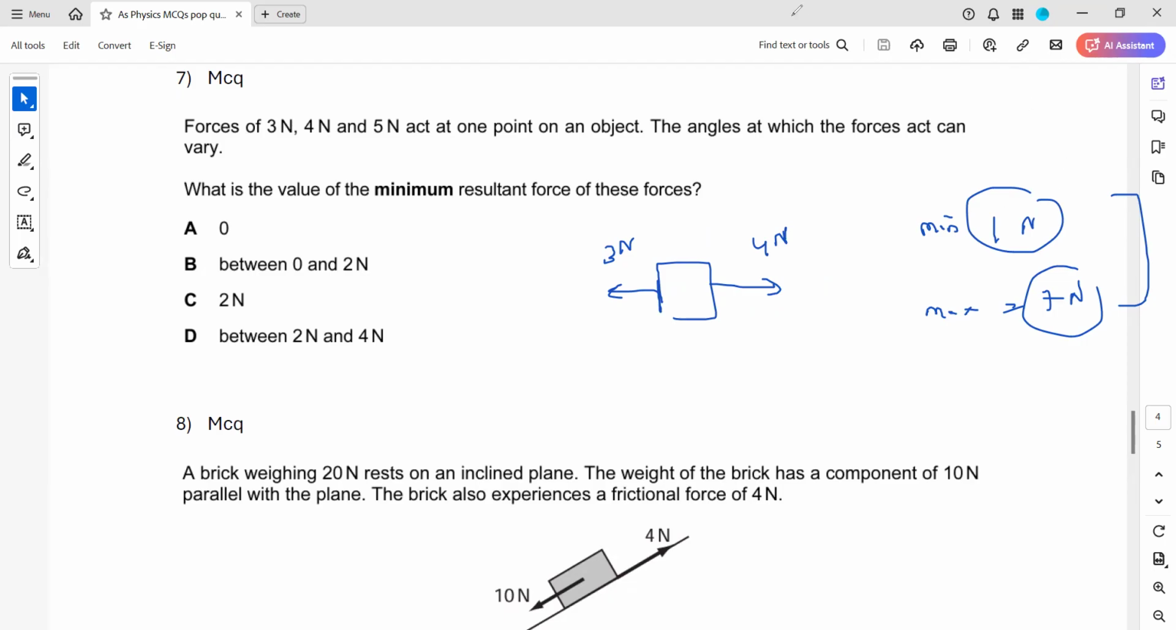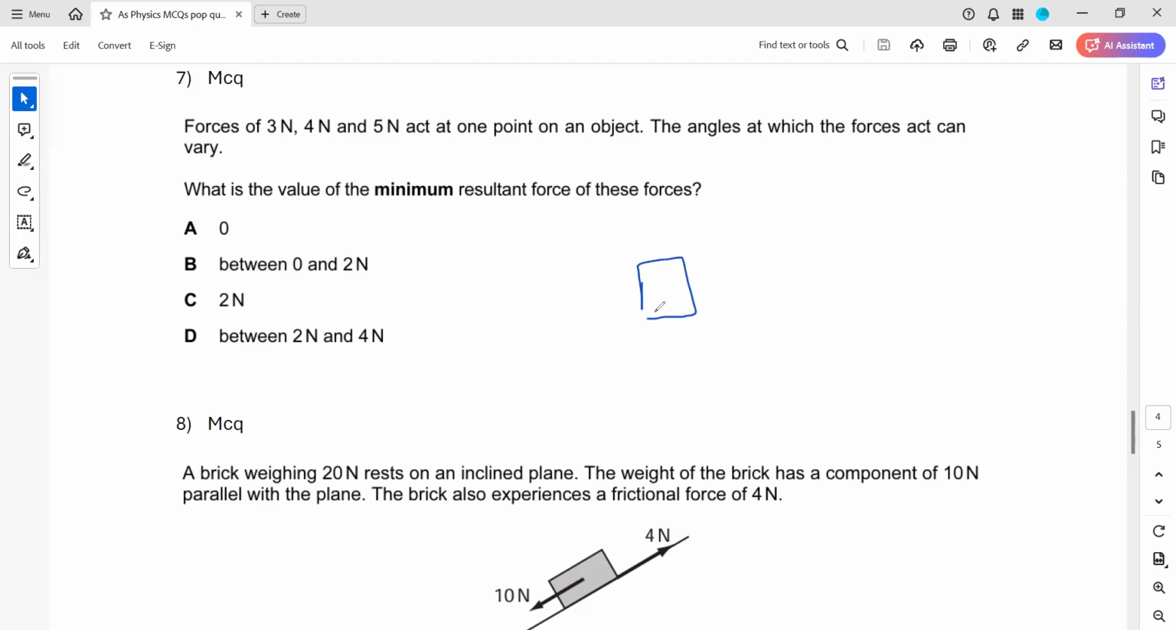So how can we have a minimum resultant? 5 Newton is toward the right hand side. So if I arrange 3 Newton and 4 Newton at a certain angle, I can have the resultant as 5 Newton. This 5 Newton can cancel the other 5 Newton. So the resultant will be 0.